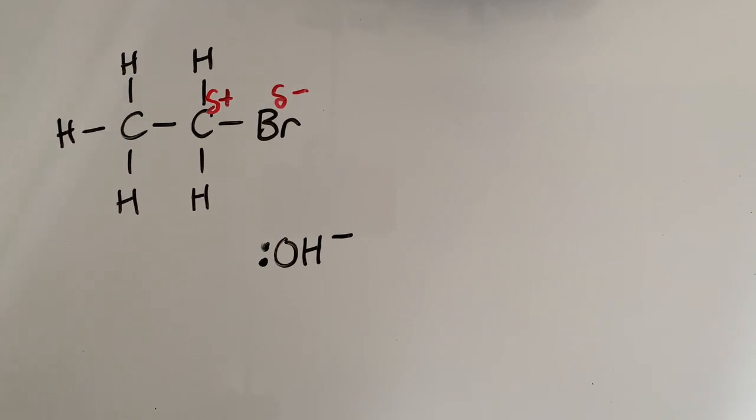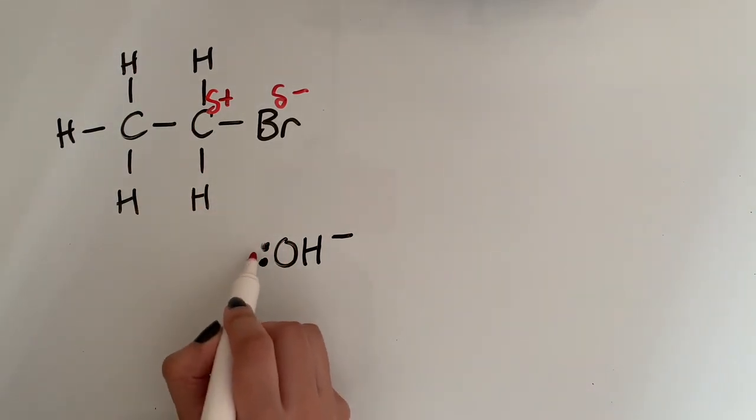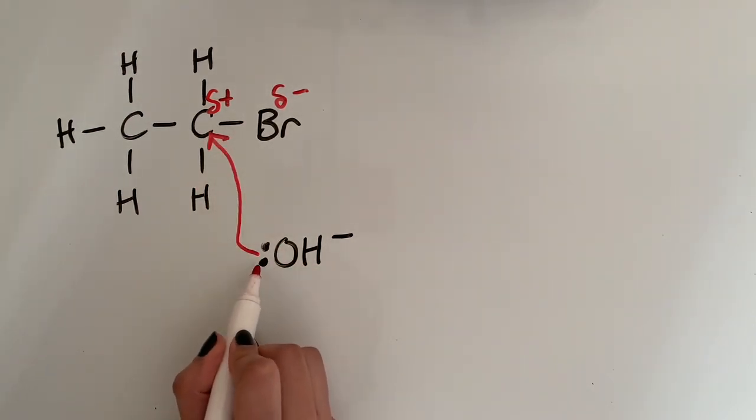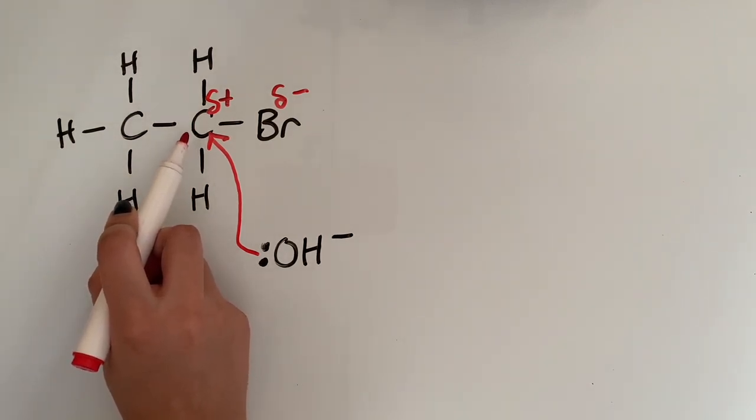And as usual, we need to draw curly arrows to show what happens. So our carbon delta positive, our electron deficient carbon, is going to attract this nucleophile. Okay, it's going to attract the lone pair of electrons here. So we are going to show the formation of a bond between this oxygen and that carbon. And the way that we do that is drawing a curly arrow going from the lone pair of electrons on the oxygen straight to the carbon delta positive.